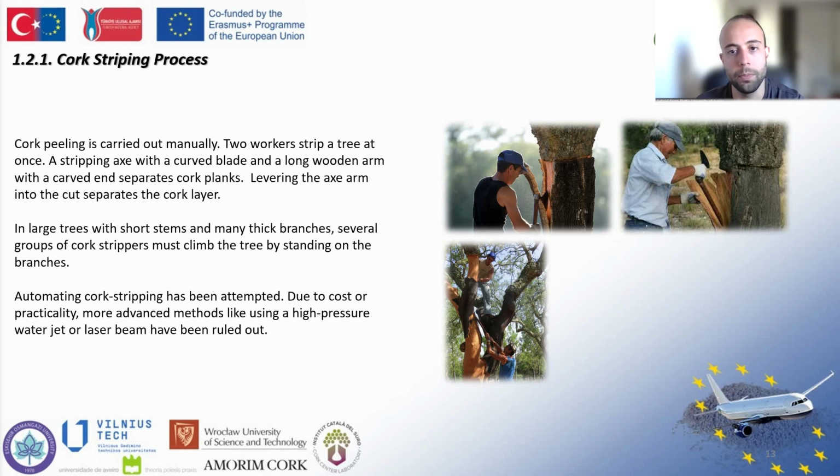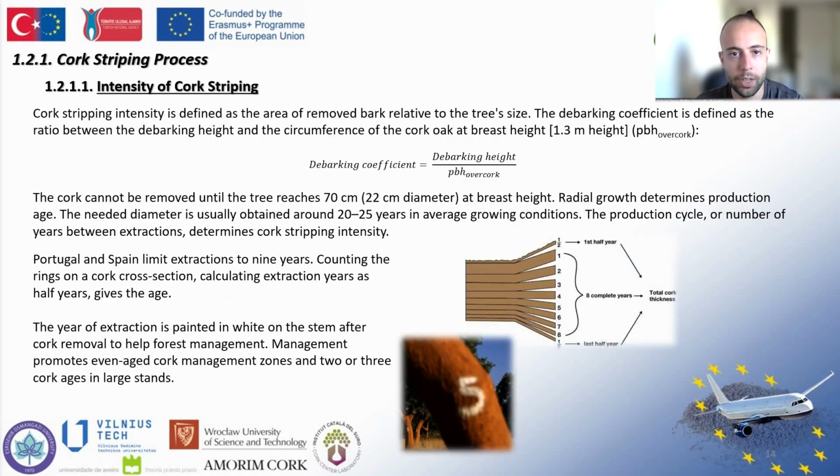Cork peeling is carried out manually using a stripping axe and 2 workers, and attempts to automate the process using advanced methods like high-pressure water jets or laser beams have been deemed impractical. The intensity of the cork stripping is defined as the area of the removed bark in relation to the tree size. The rings on a cork cross-section tell how old the tree is. Each complete ring represents 1 full year.